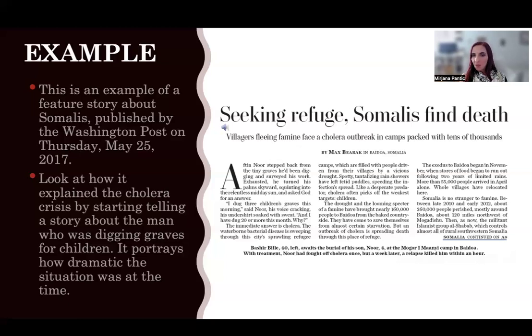So you see the description continues, and this is basically how they put together a feature story that, again, is very upsetting to read, but also extremely well written.